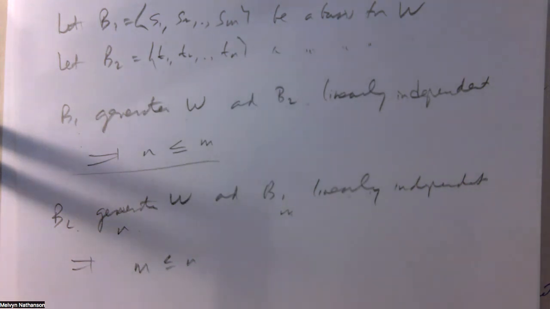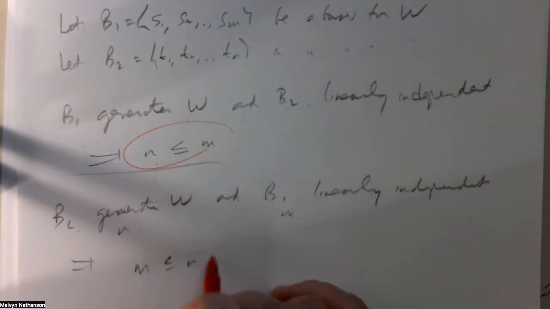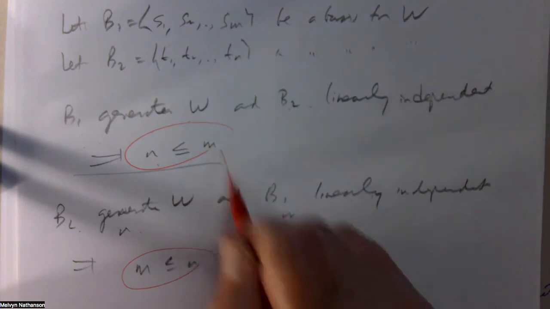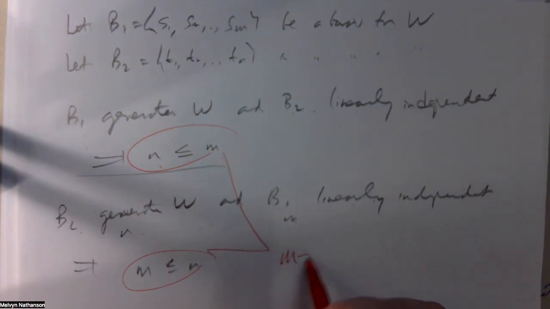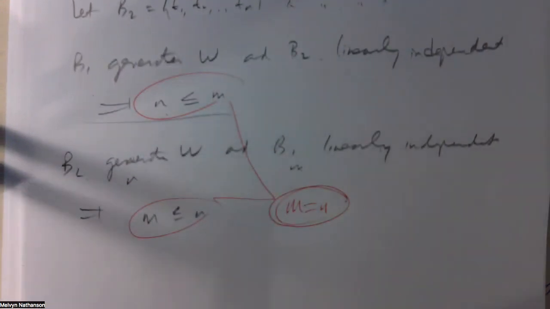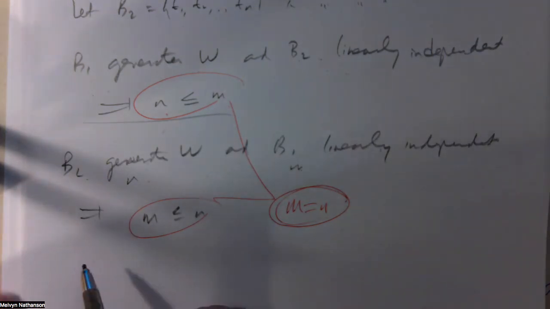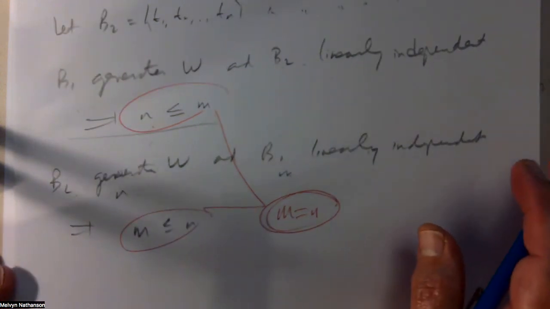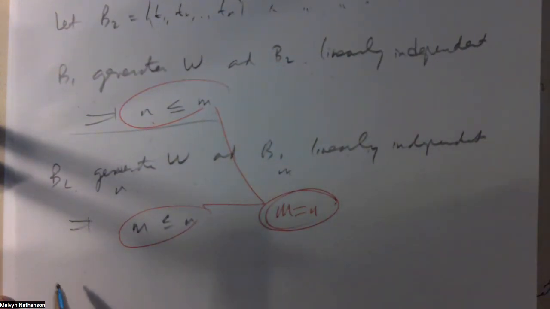And now we're in a very pretty situation. We have two positive integers, m and n, with n less than or equal to m, and m less than or equal to n. You put that together and you get m equals n. So this proves that all bases for a vector space have the same number of elements. And the name for that number is important.